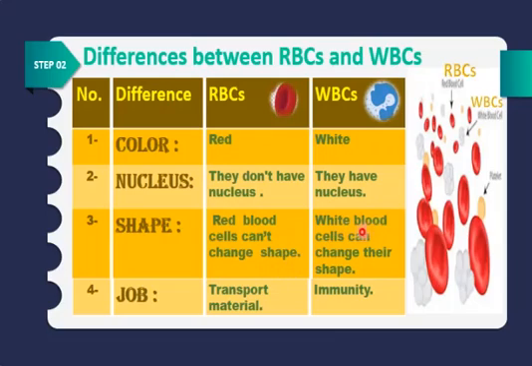And WBCs, white blood cells, can change their shape according to the situation. RBCs transport material, mainly oxygen, because they have hemoglobin in them. And WBCs provide immunity by eating bacteria and by producing antitoxins and antibodies.